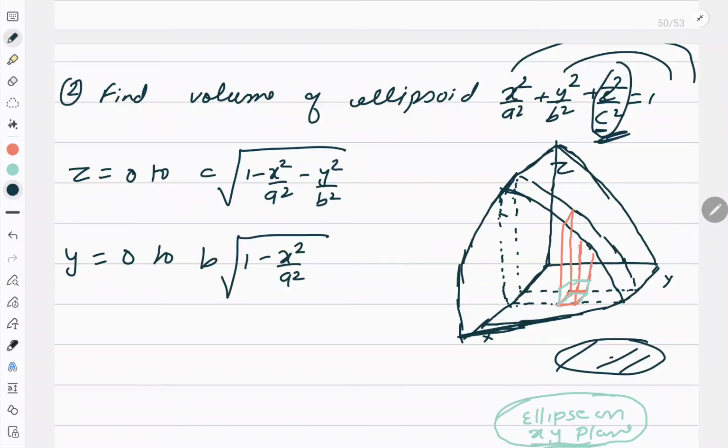And the z axis is what? The z axis is coming out of the base, so the z coordinate will be 0. And the x coordinate will be constant from 0 to a, as in the ellipse, major axis. Correct? So this will be the limit.